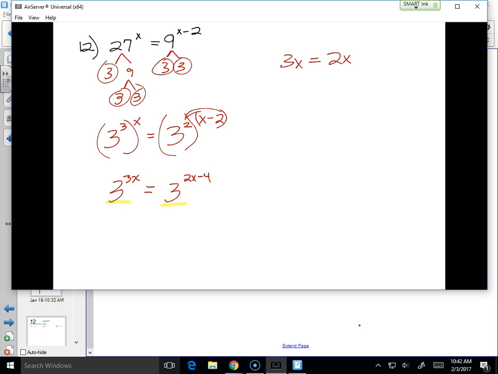Hey, it's not a race. It's whether or not we can get it right. So subtract 2x, subtract 2x. We end up with negative 4 equals x. Got it.